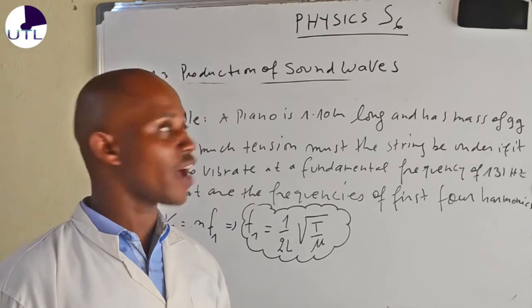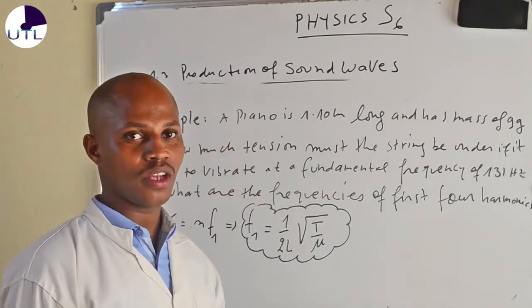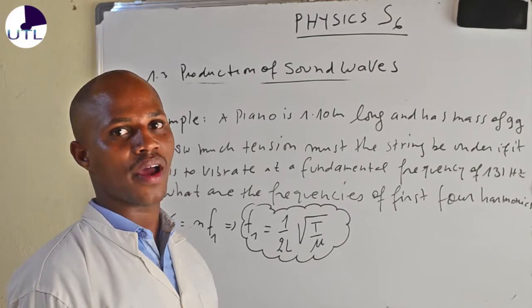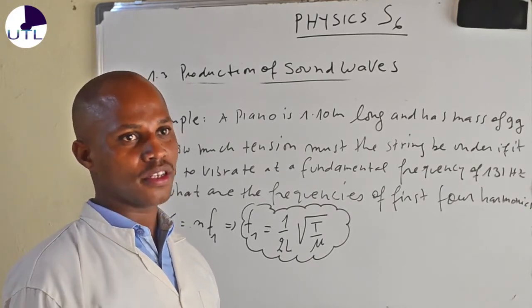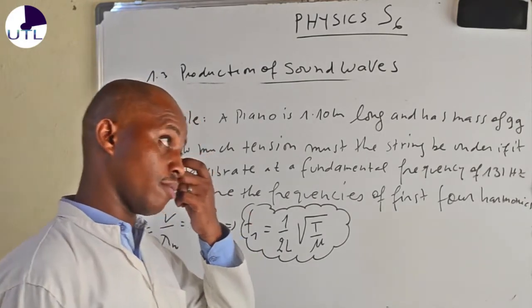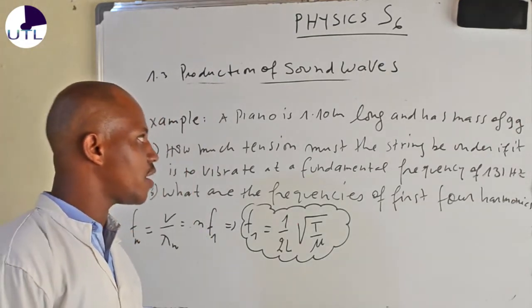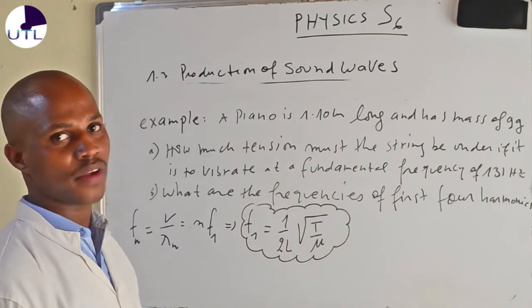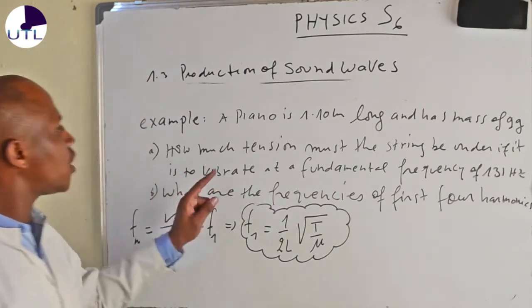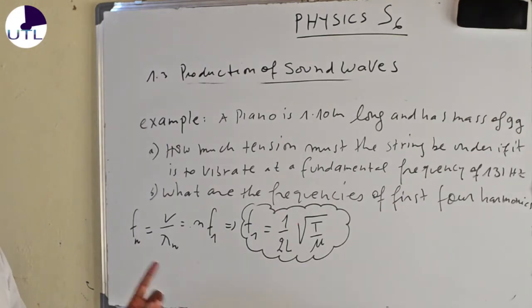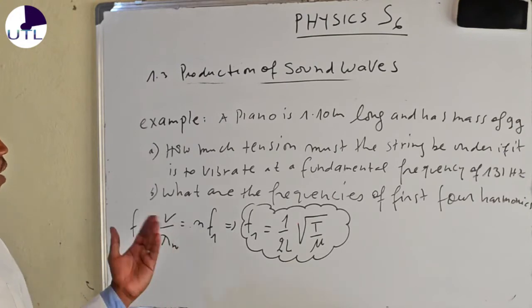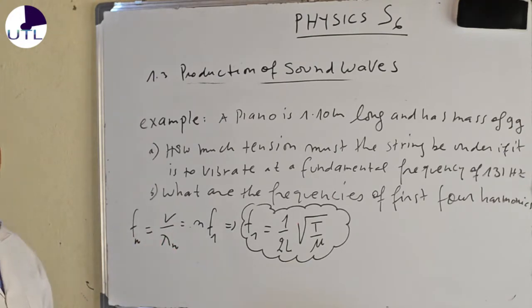So still we are in production of sound waves, but we want to give you an example where we are having vibrating strings. Let's give an example and see how to apply the formula. A piano string is 1.10 meter long and has a mass of 90 grams. A. How much tension must the string be under if it is to vibrate at a fundamental frequency of 131 Hz? B. What are the frequencies of the first four harmonics?